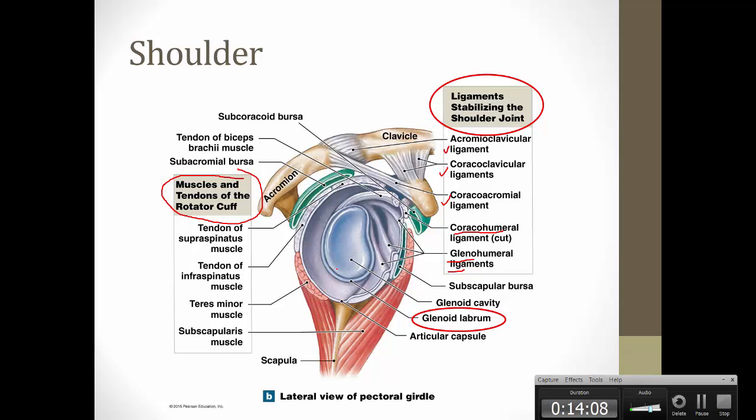Also, in order to make this glenoid fossa a little bit deeper, we increase the depth by having the glenoid labrum. So that glenoid labrum is an extra layer of fibrocartilage that increases the depth of the glenoid fossa.